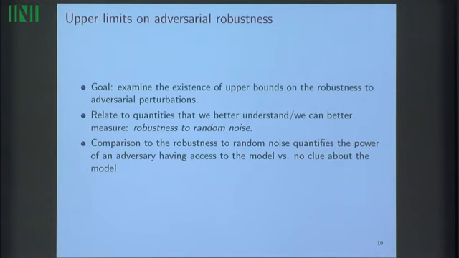So one way of tackling this problem of deriving upper bounds on the robustness of classifiers to perturbations is to relate it to things that we understand better. For example, we can relate the robustness of classifiers to adversarial perturbations to robustness to random noise. This also gives us insights into the leverage that an adversary has when he has the model versus when he doesn't have anything about the model, right?